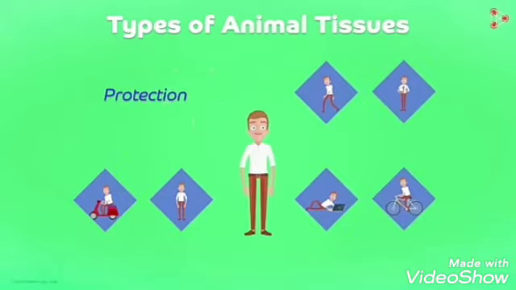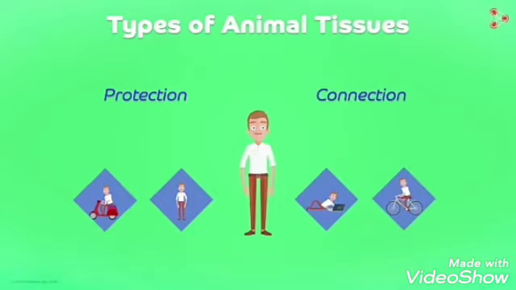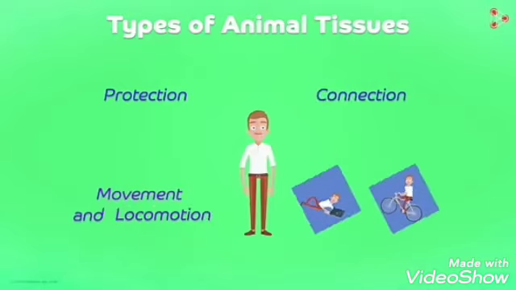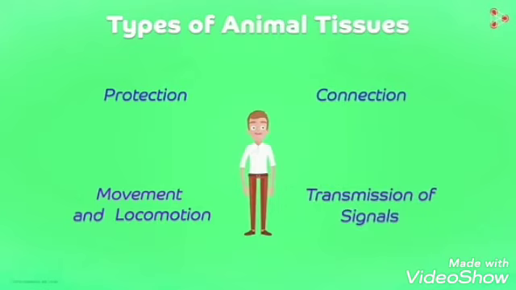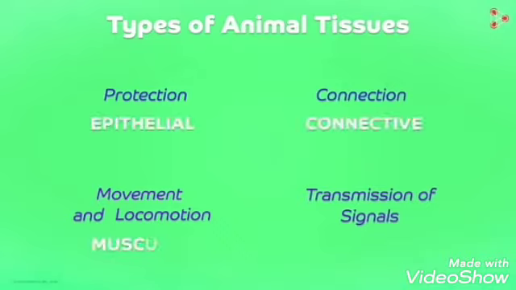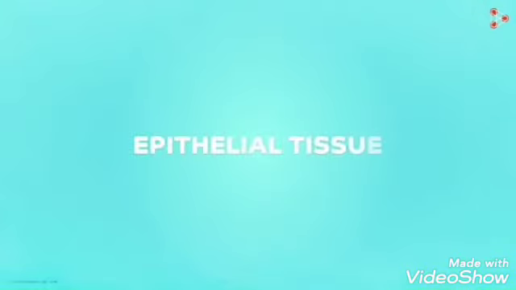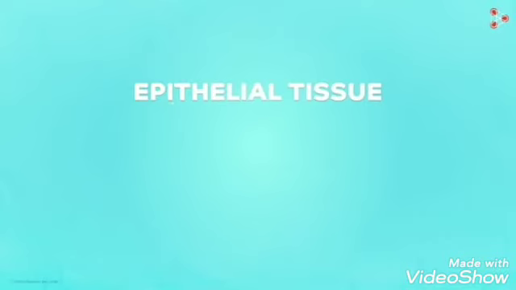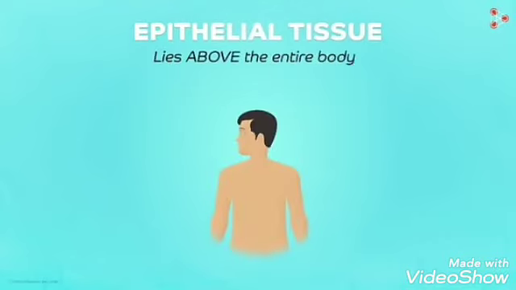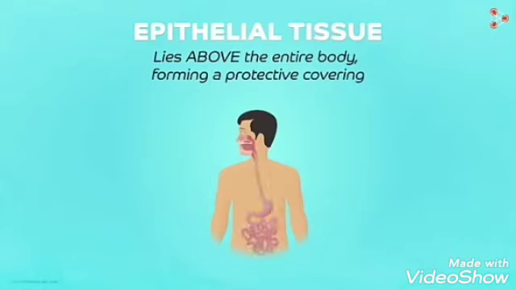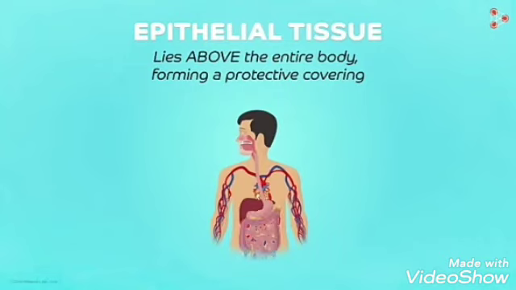Firstly, we have the one for protection, then another for connection, followed by movement and locomotion, and lastly for transmission of signals for quick and efficient work. Based on this, we get the 4 major types of tissues as epithelial, connective, muscular, and nervous. So in this video, let's begin with the first type, that is the epithelial tissue. As the name says, epi is above, thus epithelial tissue is the one which lies above the entire body, forming a protective covering. Along with covering the body, it also forms a barrier between the various organs, separating them.